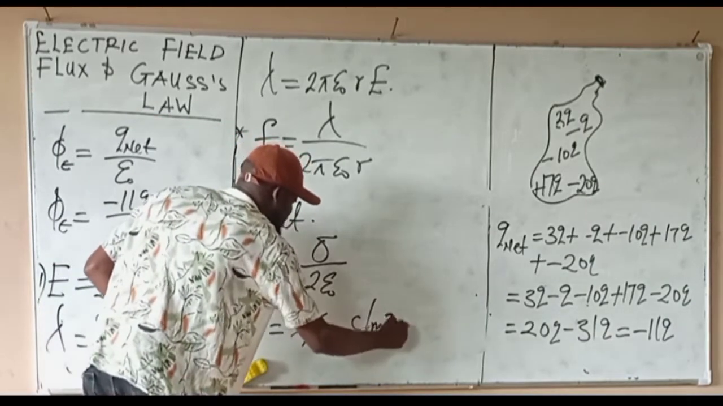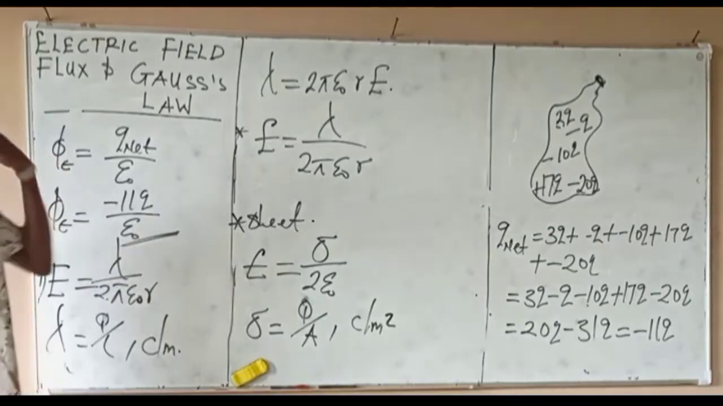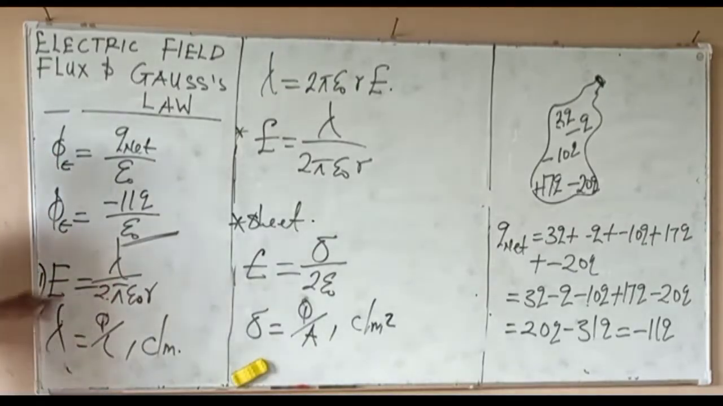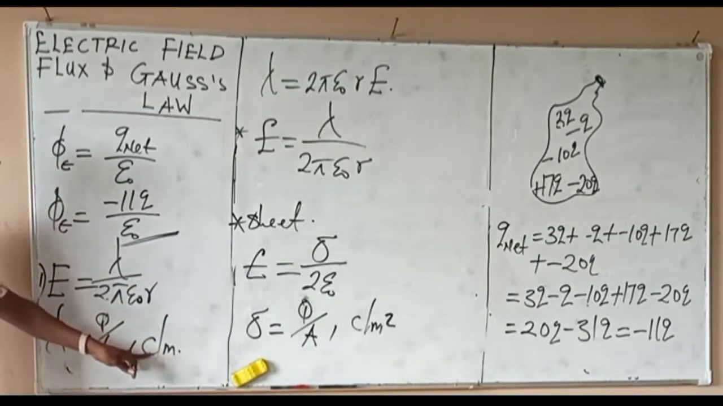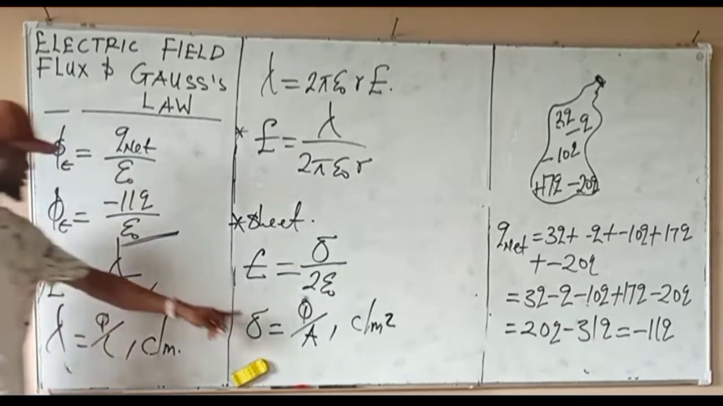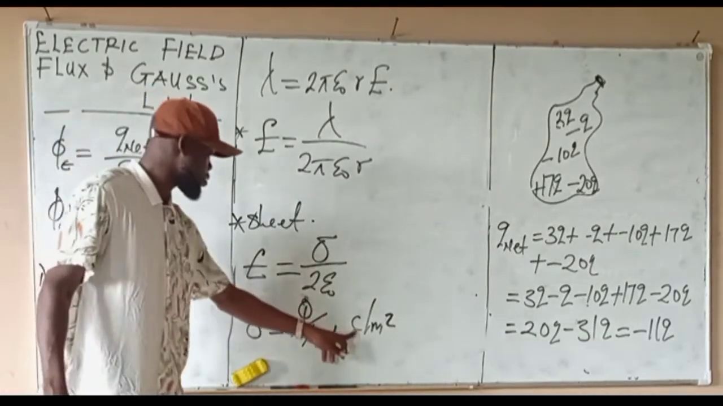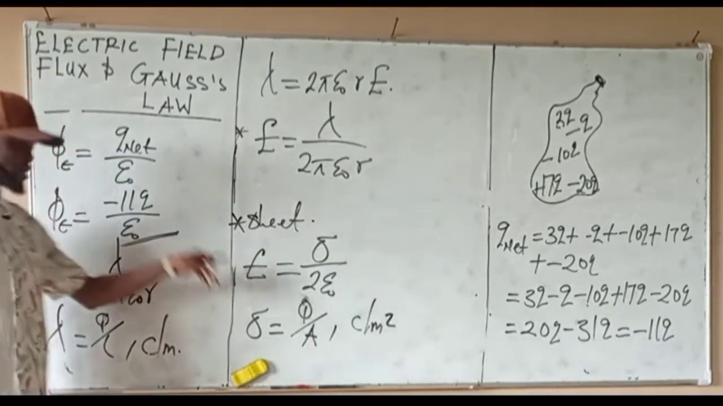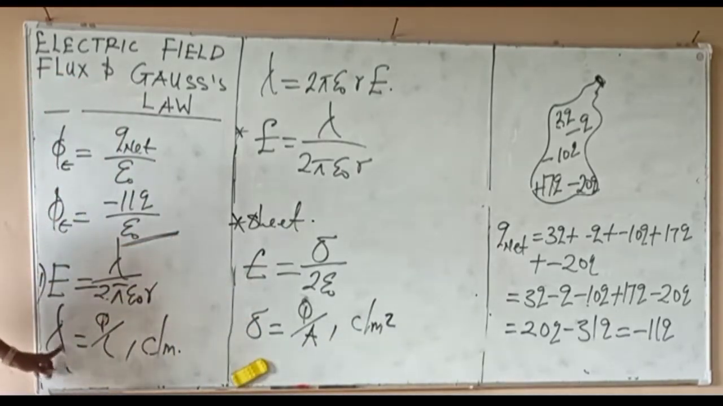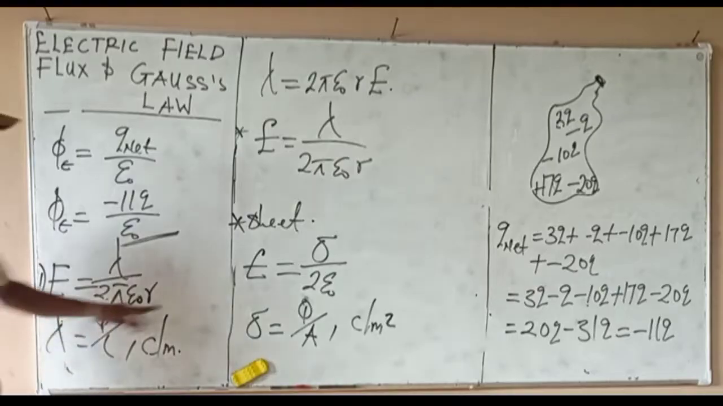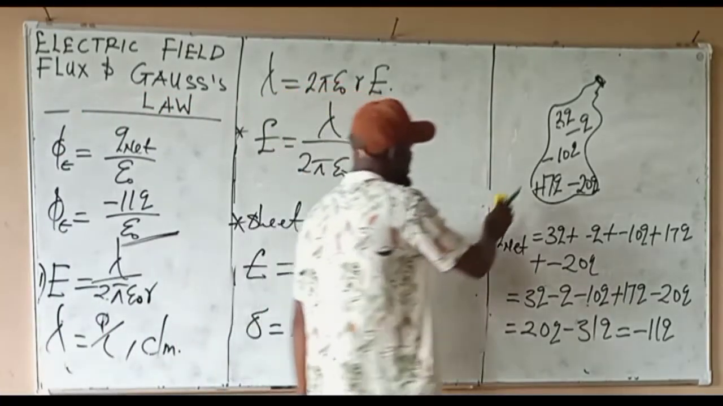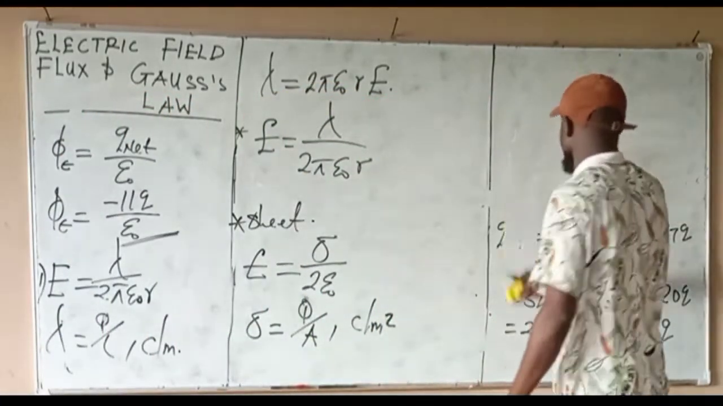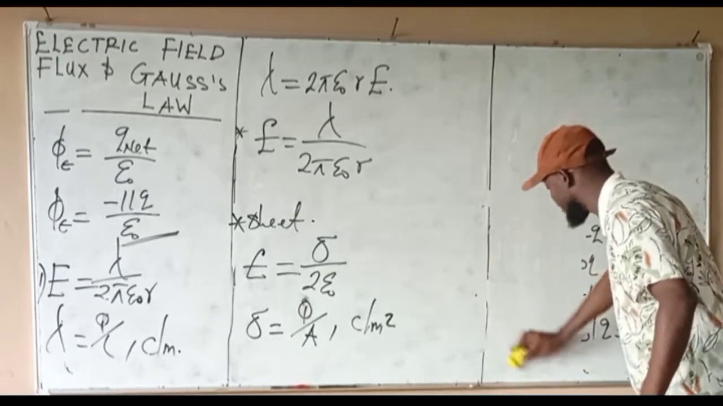That's the unit of area charge density. Remember, lambda is coulomb per meter, and this sigma you are seeing here is coulomb per meter squared. Take note of that. This one is area charge density. This other one is linear charge density. Now we also have electric field due to a charged sphere.